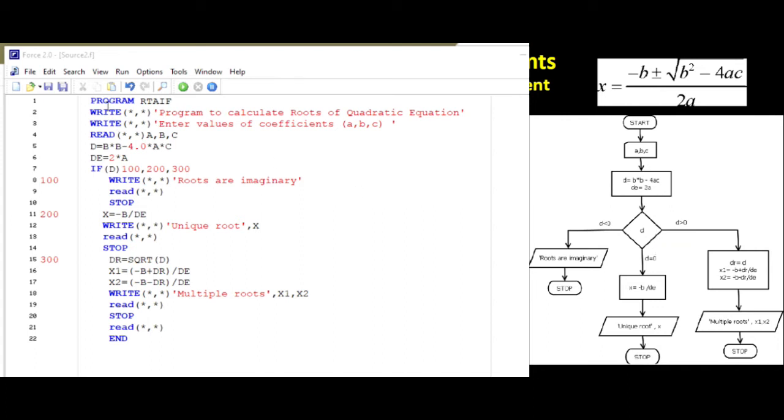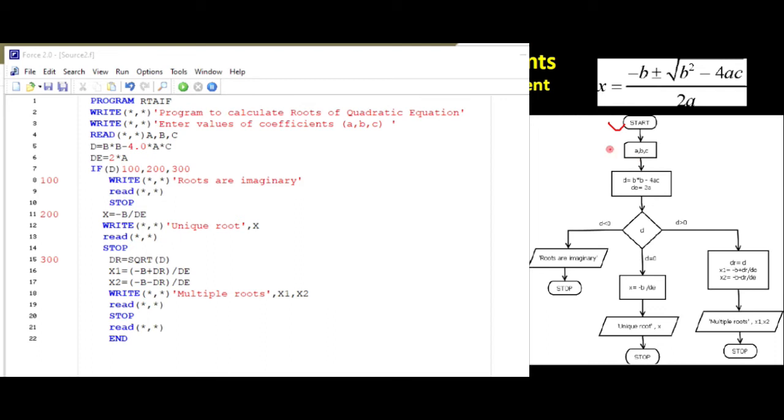Okay, now first we will start with the program. So program and name of program, right? So this is finished. Now we will write down the name of the program: program to calculate roots of quadratic equation.